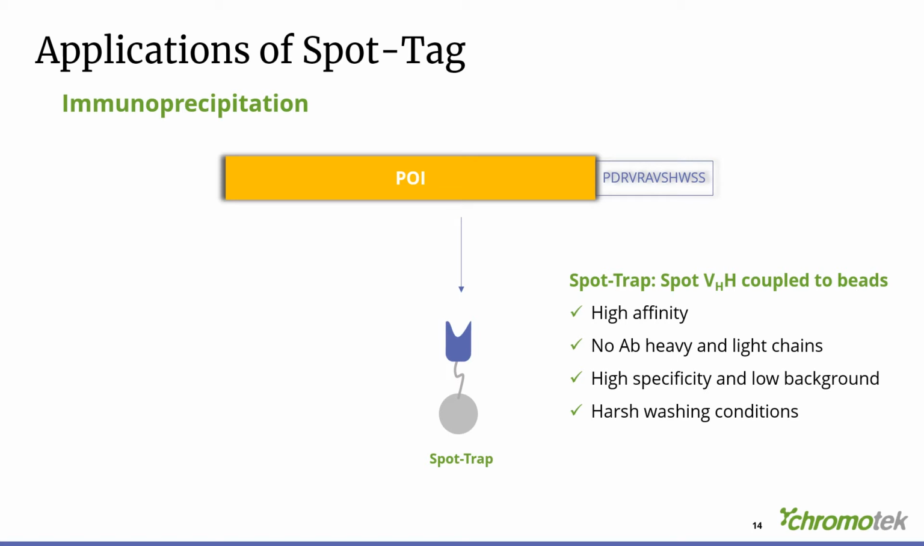Now I would like to introduce immunoprecipitation using the Spot-Tag and Spot-Trap, which is a Spot-Nanobody conjugated to a bead. It provides high affinity binding. You will not have any antibody heavy and light chains that you may observe when you do an immunoprecipitation using conventional IgG style antibodies. You have a high specificity and a low background, and you can apply very harsh washing conditions if needed because of the extraordinary stability of the Spot-Nanobody.